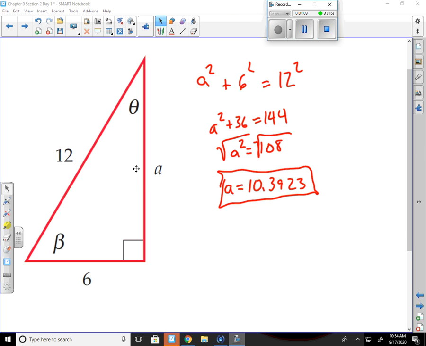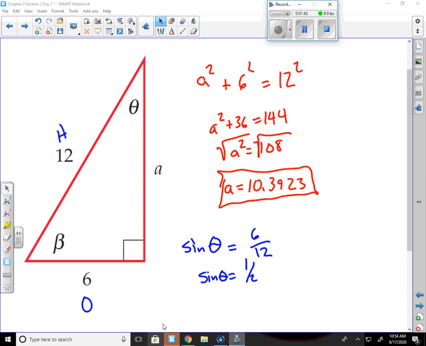Okay. So now we can look at our angles. So if I'm doing theta, I don't really want to put this long number in here. So I'm going to do theta and I'm going to look at opposite over hypotenuse, which means I'm going to use sine. So sine theta equals the opposite, which is 6 over the hypotenuse, which is 12. That reduces to sine theta equals 1/2.